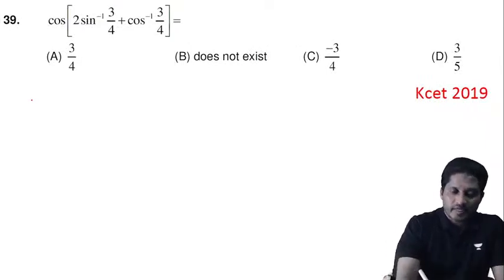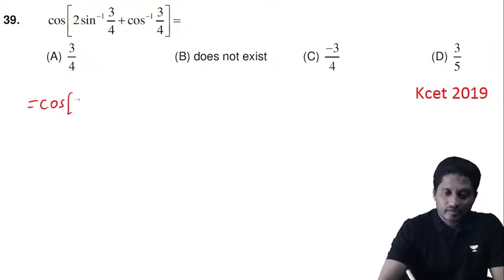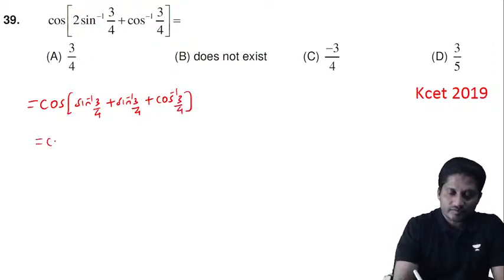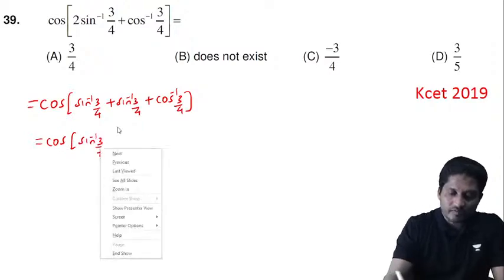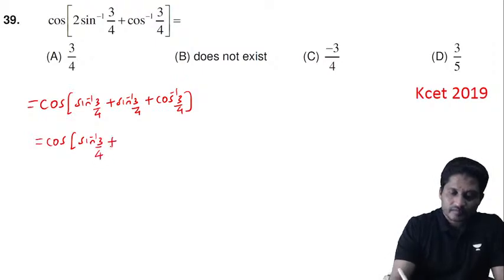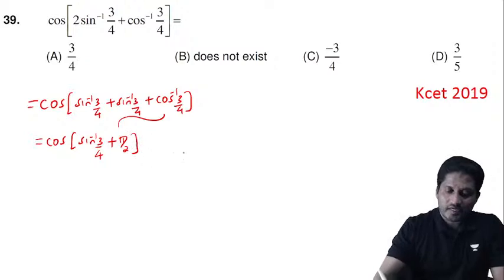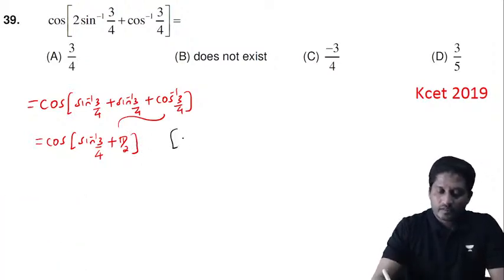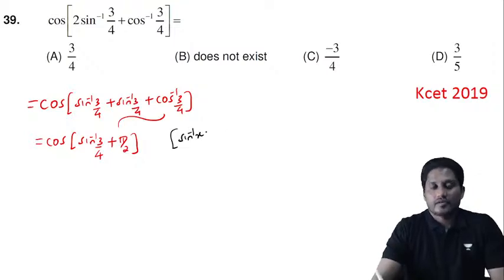Alright, now this is a question on inverse trigonometry. 2 sine inverse of 3 by 4 can be written as sine inverse of 3 by 4 plus sine inverse of 3 by 4 plus cos inverse of 3 by 4. Now this can be written as cos of, okay, sine inverse of 3 by 4. Sine inverse plus cos inverse is pi by 2, right? This is pi by 2. Reason is sine inverse of x plus cos inverse of x is equal to pi upon 2.